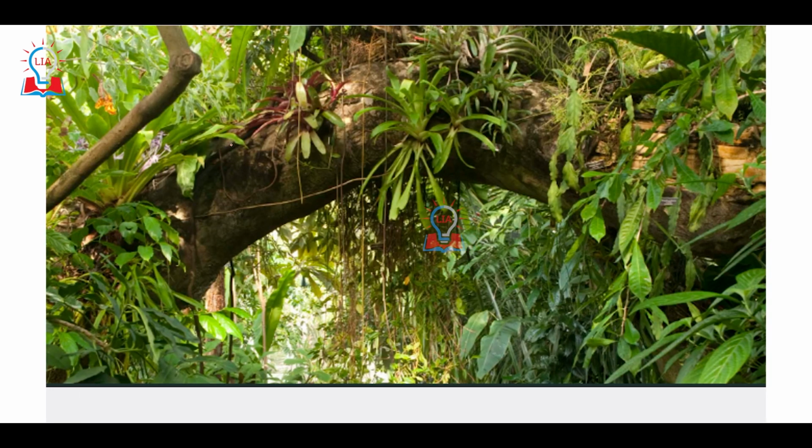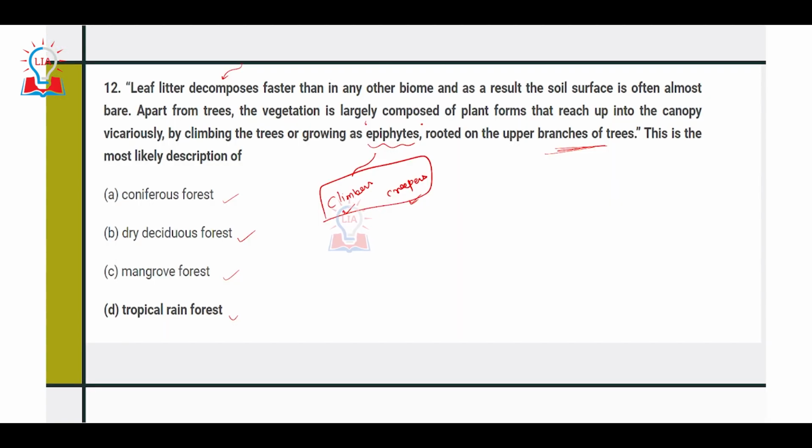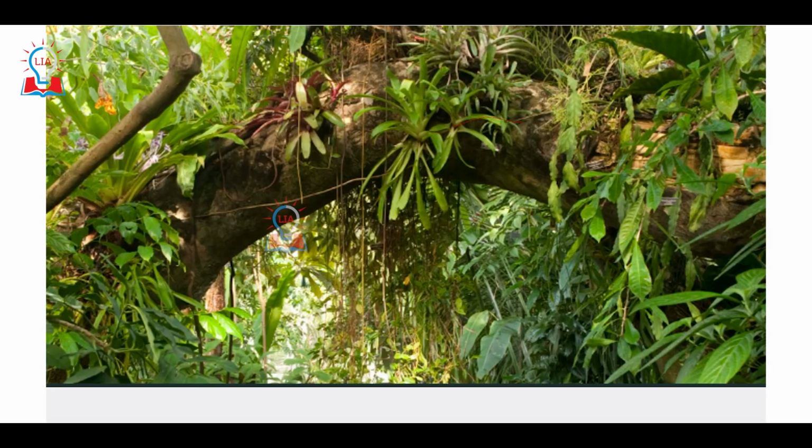So if you look, these are the types of climbers and creepers that are growing on the upper branches of the tree. So the correct option obviously will be D, that is tropical rainforest. So that is all about the questions that were asked from the core geography in the year 2021. I hope you understood the questions, the pattern of questions, how UPSC is asking, and the concept behind that.